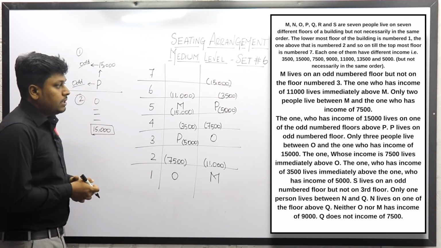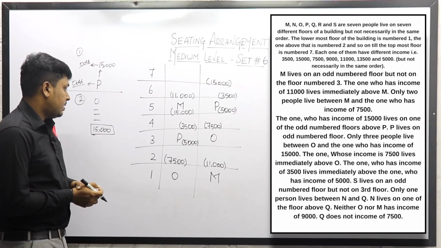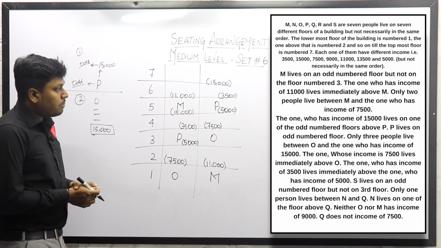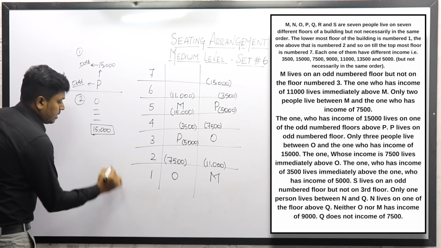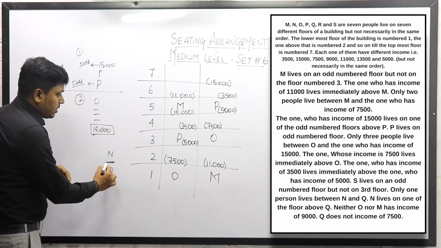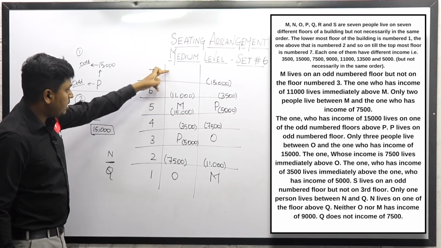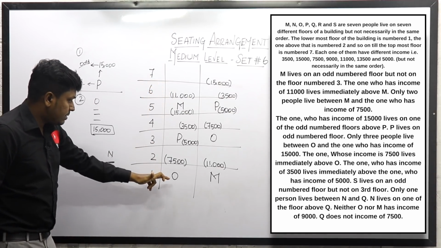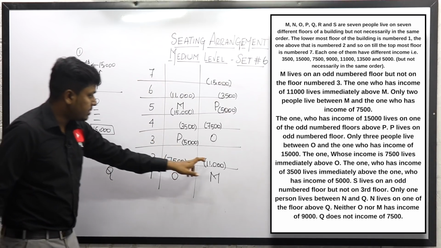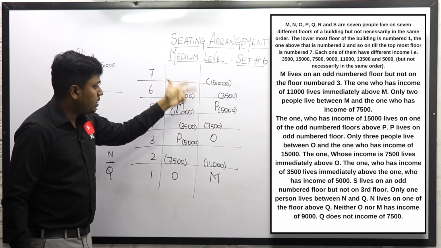Okay, let it be. Next point is, only one person lives between N and Q. So between N and Q there should be a gap of 1 person. So N lives on one of the floors above Q. So above Q it is N, and also they said that only one person is living between N and Q. So if I fix Q here, this can't be N. If I fix Q here, this can be N. So N and Q possibilities, right?